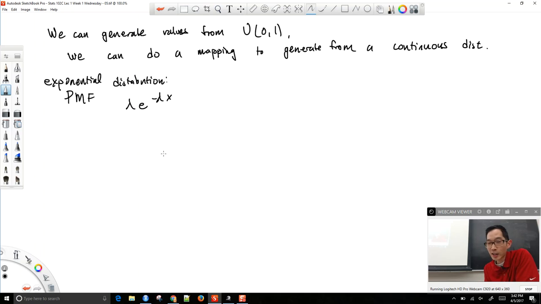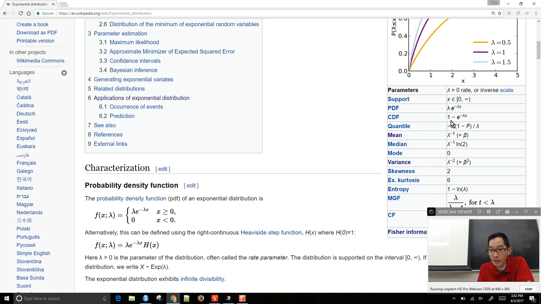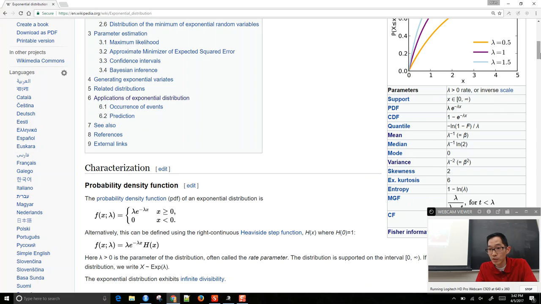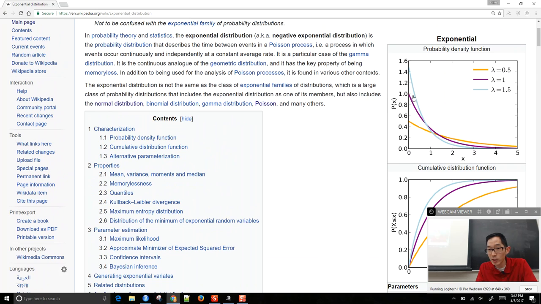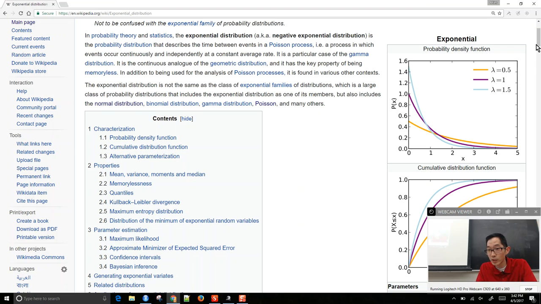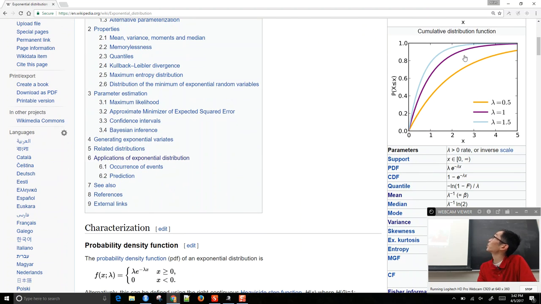So, okay, here's our probability mass function, and our cumulative distribution function is 1 minus e to the negative lambda x, right? Let's just use it for lambda equals 1. With lambda equals 1, our exponential distribution looks like this. So for lambda equals 1, our PMF looks kind of like that. And then our CDF with lambda equals 1 looks like this, the purple line. Okay, I should just copy this image, really.